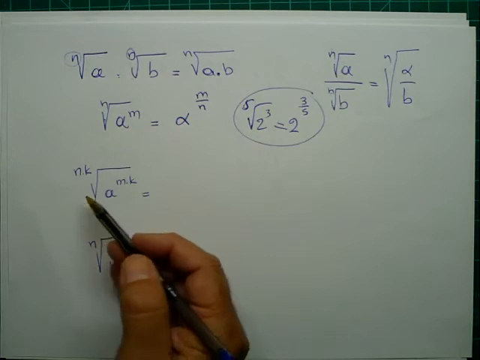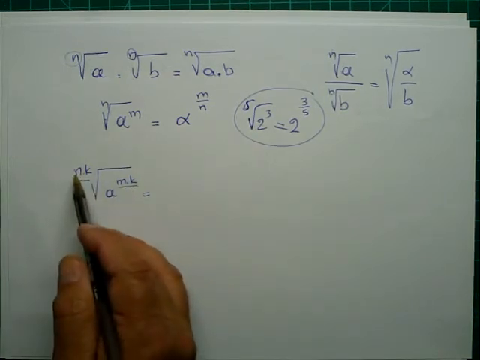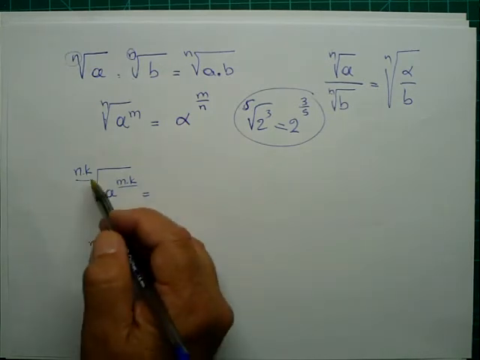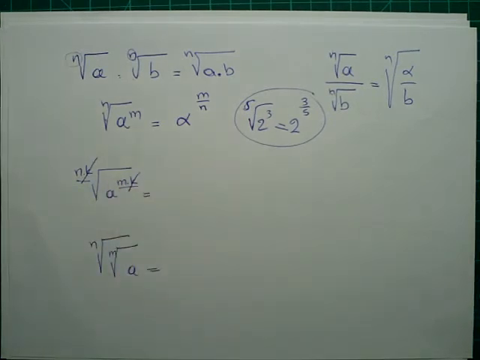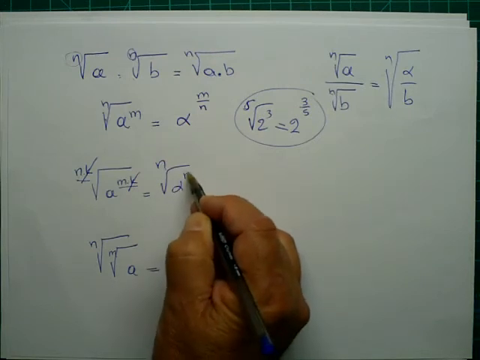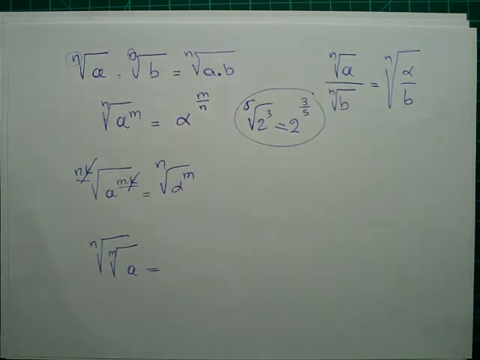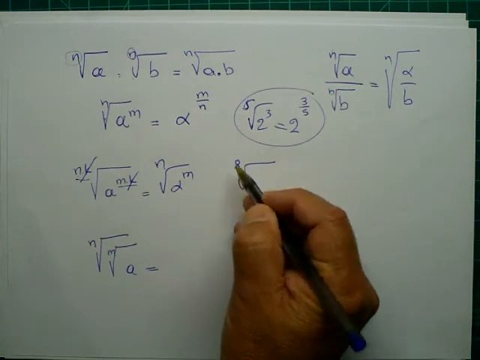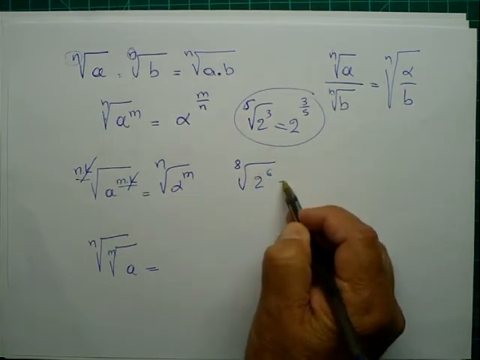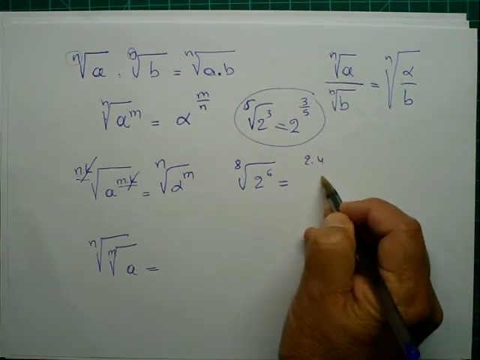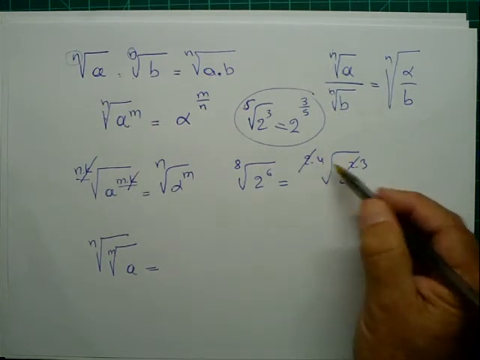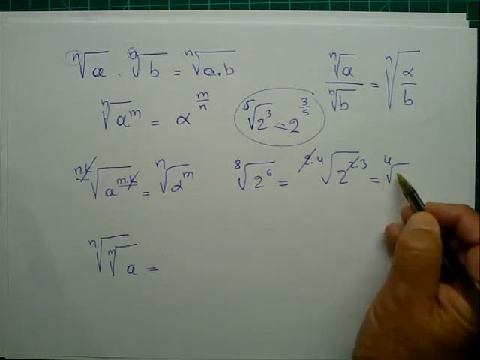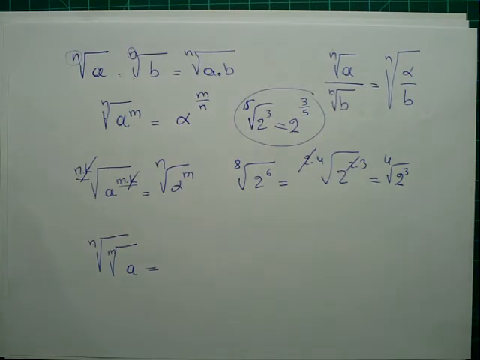Well, the next rule, if you have two multiplications here, and this is n times k, this is m times k, you can simplify here, and you can write the nth root of a to the power of m. For example, we have the eighth root of 2 to the power of 6. What we have here, this is 2 times 4, 8. This is 2 times 3, so simplify these two numbers here, we get the fourth root of 2 to the power of 3.